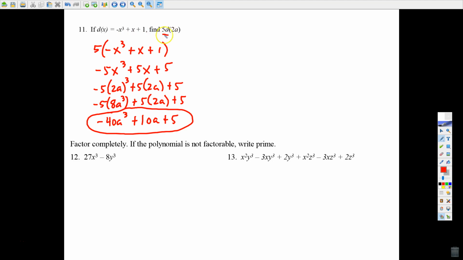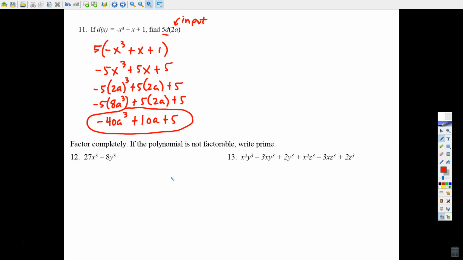So function operations is what this is called. Make sure you can multiply first, and then this doesn't mean multiply again by 2a. This is referring to the input into the function after doing this function operation.